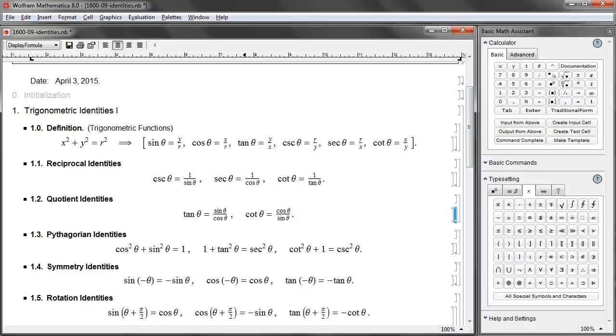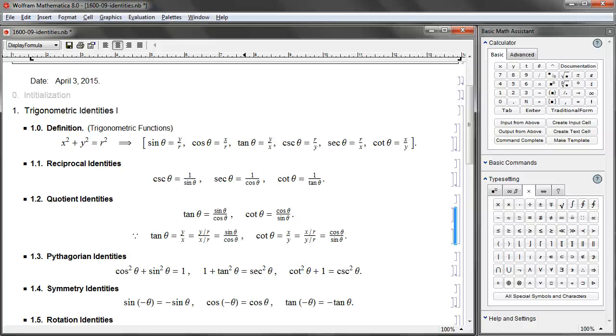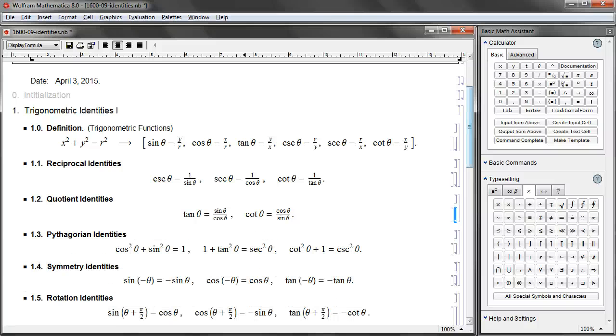Quotient identities, again, I think I did it multiple times. Tangent is sine over cosine. Easy, but important, so we did it multiple times.